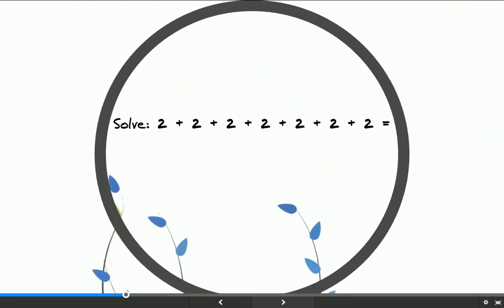Okay, here you go, solve. Now, hopefully you got 14. There's a couple of different ways that people do it. Some people go 2 plus 2 is 4, plus 2 is 6, plus 2 is 8, plus 2 is 10, plus 2 is 12, plus 2 is 14, and they get 14.